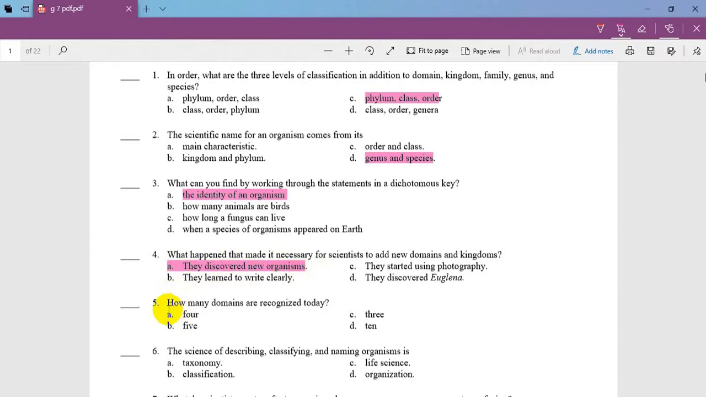Question 5. How many domains are recognized today? How many domains do we have today? We have 3 domains. The 3 domains are bacteria, archaea, and eukarya.